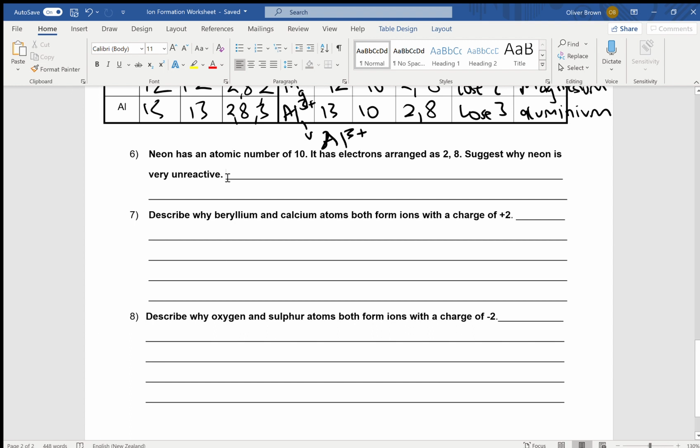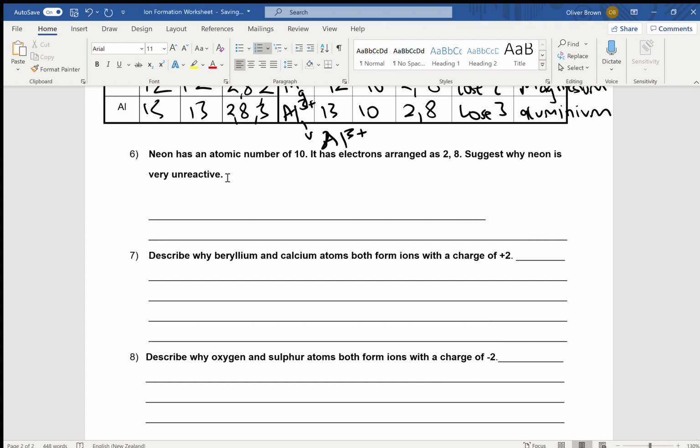Neon has an atomic number of 10. It has electrons arranged as 2-8. Suggest why neon is very unreactive. Well, if you look at that outer shell, it already has a full valence shell. And as a consequence, it does not form ions.